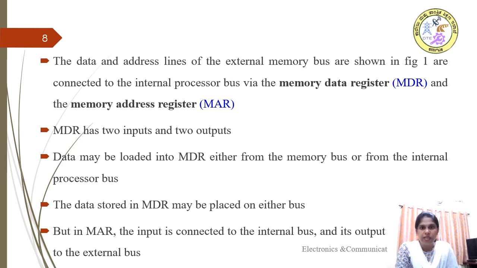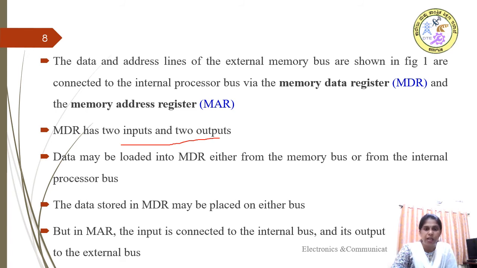The data and address lines of the external memory bus, as shown in the figure, are connected to the internal processor bus via the memory data register and memory address register. MDR mainly consists of two inputs and two outputs, because either we can send data from the processor to memory or from memory to the processor. So that is bidirectional. Therefore, the memory data register consists of two inputs and also two outputs.